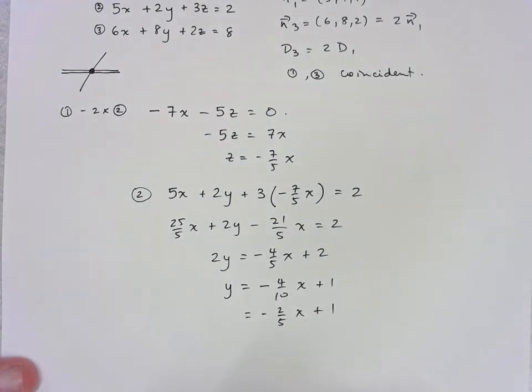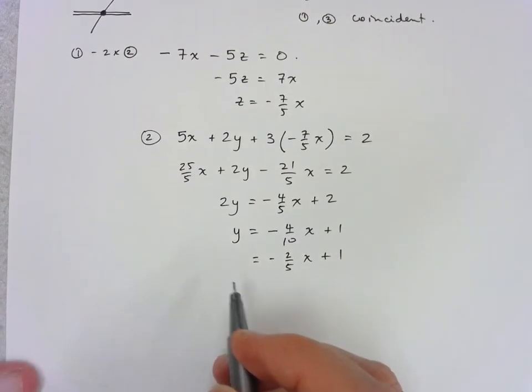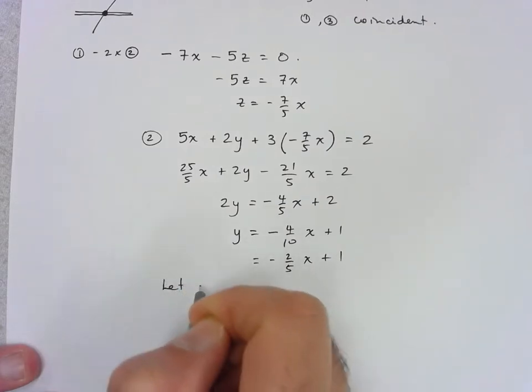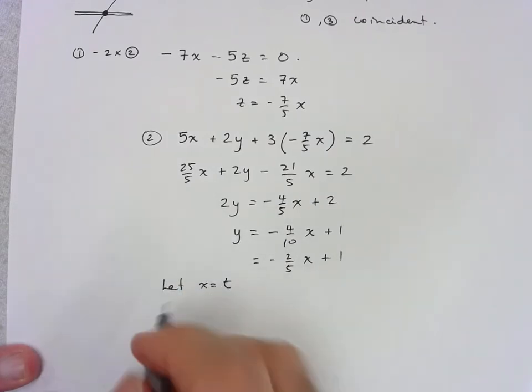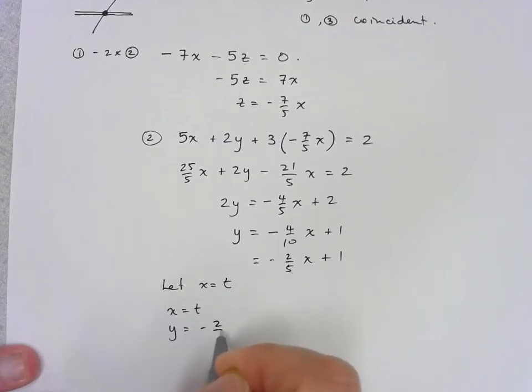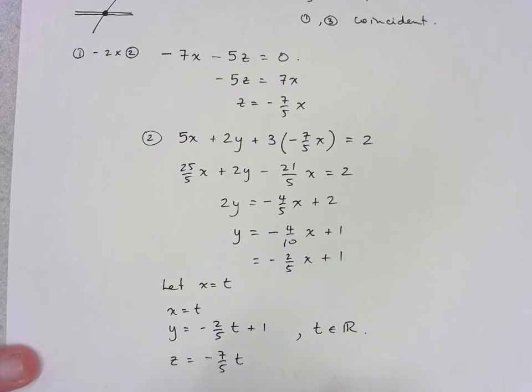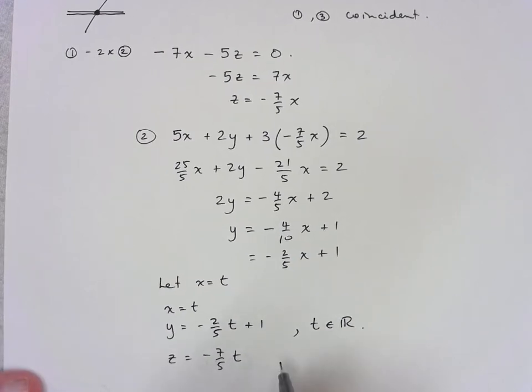So what we've managed to do is to write both z and y in terms of x, and so x now becomes our parameter. Let x equal t. Our equation is going to be x equals t, y equals negative 2/5 t plus 1, and z equals negative 7/5 t. Here t takes on all real numbers. And there's the equation of our line.